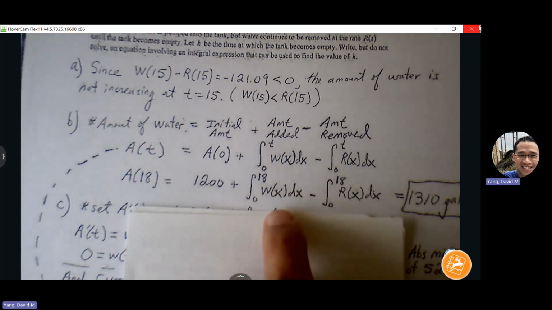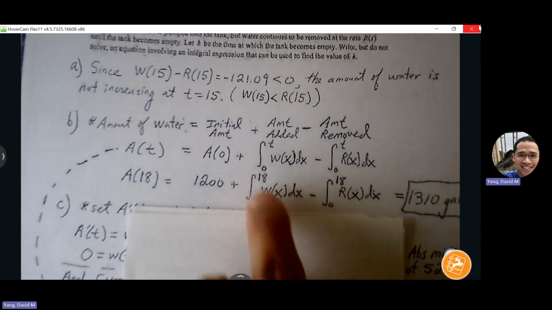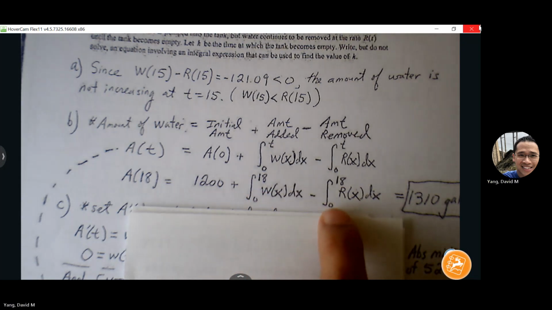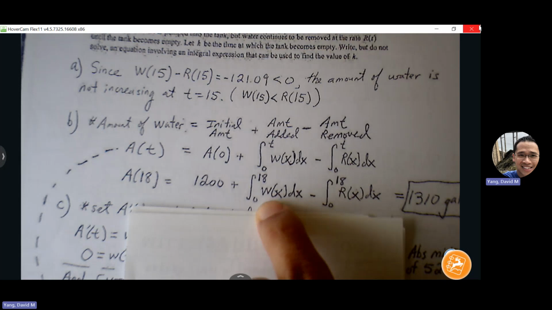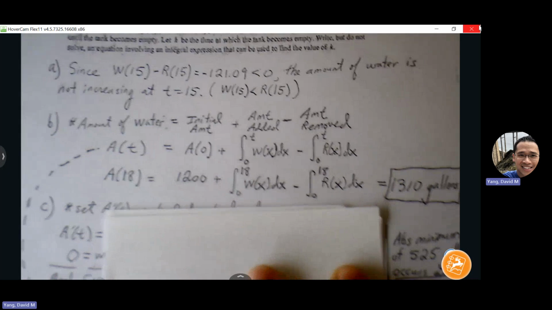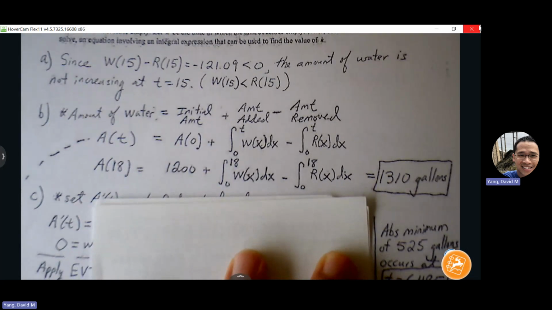Okay, so here we can do math 9, 0 to 18, and call Y1, minus math 9 from 0 to 18, and then call Y2, since we have Y1 holding W and we have Y2 holding R. And all this goes in our calculator, and we should get 1310 gallons.